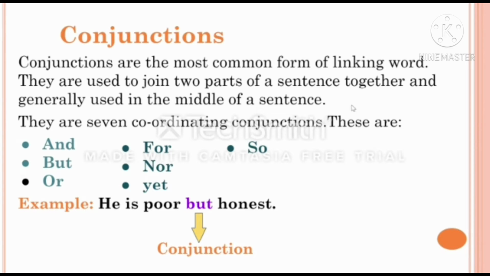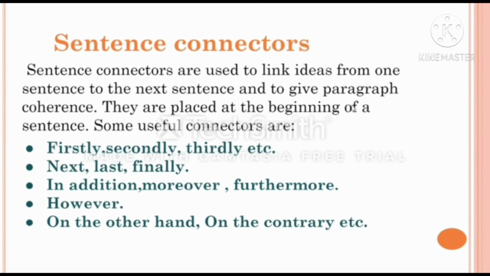There are 7 coordinating conjunctions. These are and, but, or, for, nor, yet, so. Sentence connectors are used to link ideas from one sentence to the next sentence and to give paragraph coherence. They are placed at the beginning of a sentence. Some useful connectors are firstly, secondly, thirdly, next, in addition to, moreover, however, on the other hand, etc.